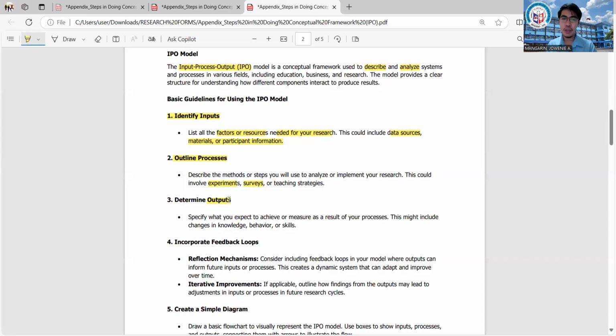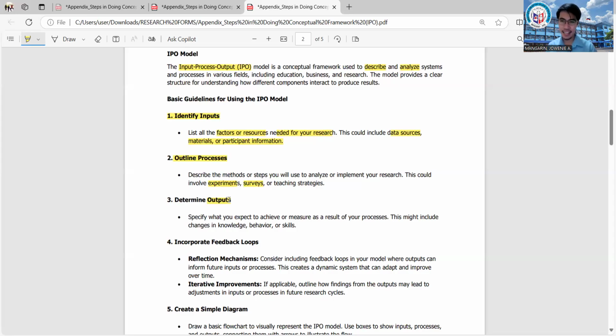Halimbawa naman, Sir Giovanni, wala po kaming output na ganon. Ang gusto lang po naming malaman is, meron bang relationship ang demographic profile at yung factors na nakakaapekto sa motivation of the students? Pwede pa rin po ba kaming gumamit ng IPO? The answer is yes. So sir, ano po yung ilalagay po namin sa output part ng paper po namin? Pwede nyo dong ilagay a significant relationship between the demographic profile of the respondents and the factors affecting their motivation.